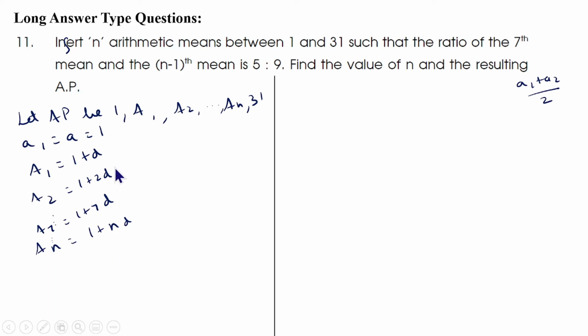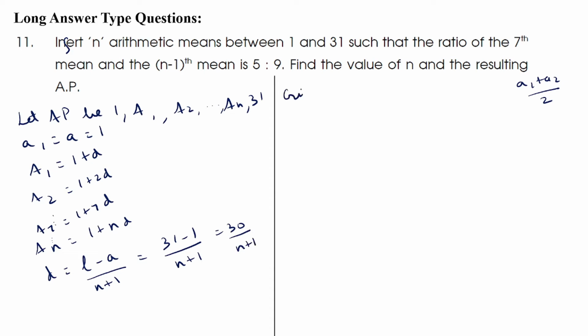And we know how to find the common difference when the first term and the last term are given. So d is equal to last term minus first term upon n plus 1. So it is equal to 31 minus 1 upon n plus 1. So this is 30 by n plus 1.